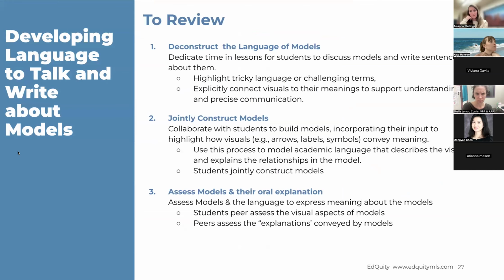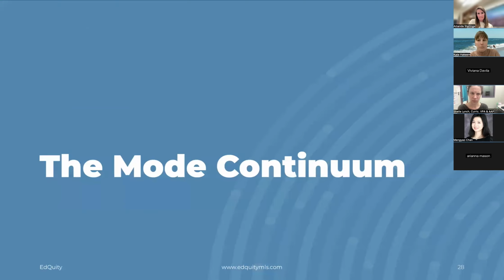So to review, developing language to talk about and write about models, we want to deconstruct the language of models. We might joint construct models as a class. Again, in Open SciEd, they do consensus models. The class will create a model. And in that, we want to, again, be sure to explicitly teach language like arrows, flow, symbols, etc. And then also provide a space for students to develop metacognition and metalinguistic awareness as they reflect on their own models and the models of their peers.